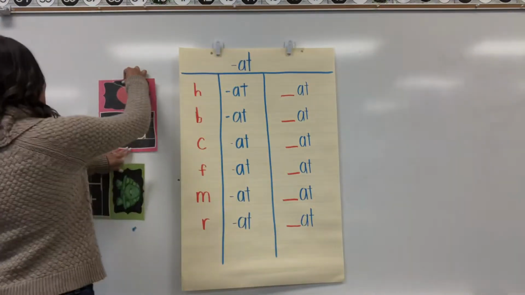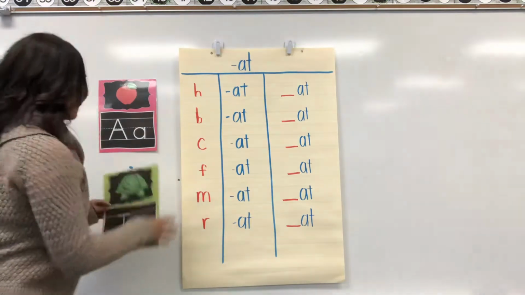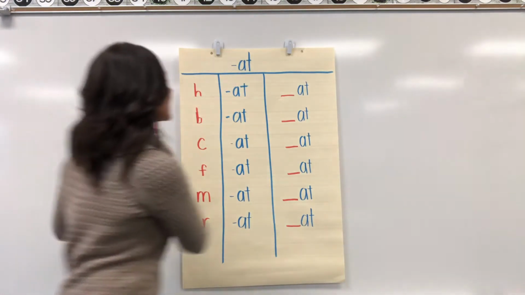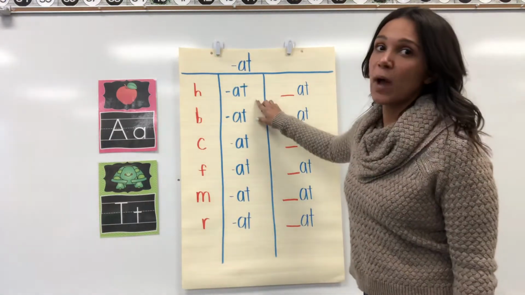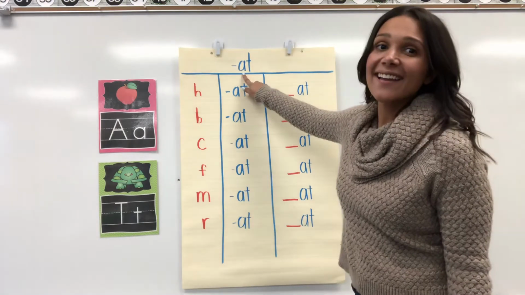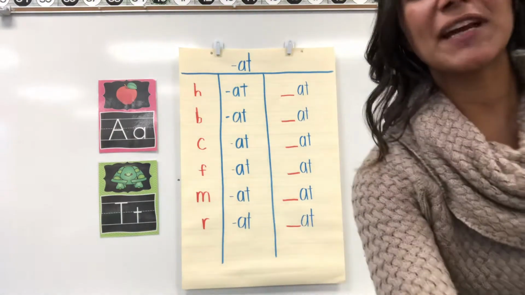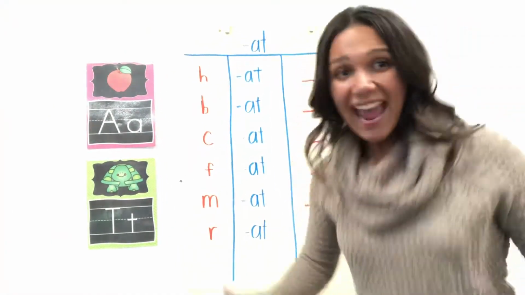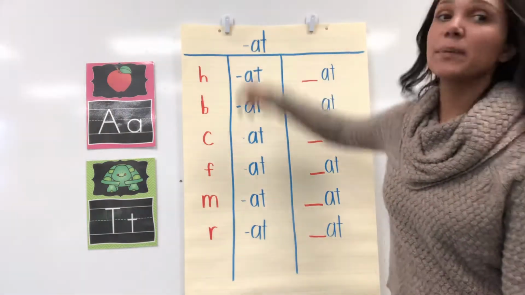Boys and girls, for today's word family, we're going to be focusing on letters A and letters T. As you can see on my chart paper, I have letters what? A and letter T. Great. Today's word family is A, T, at. Awesome. All right, now what I want us to do is we're going to blend them together.